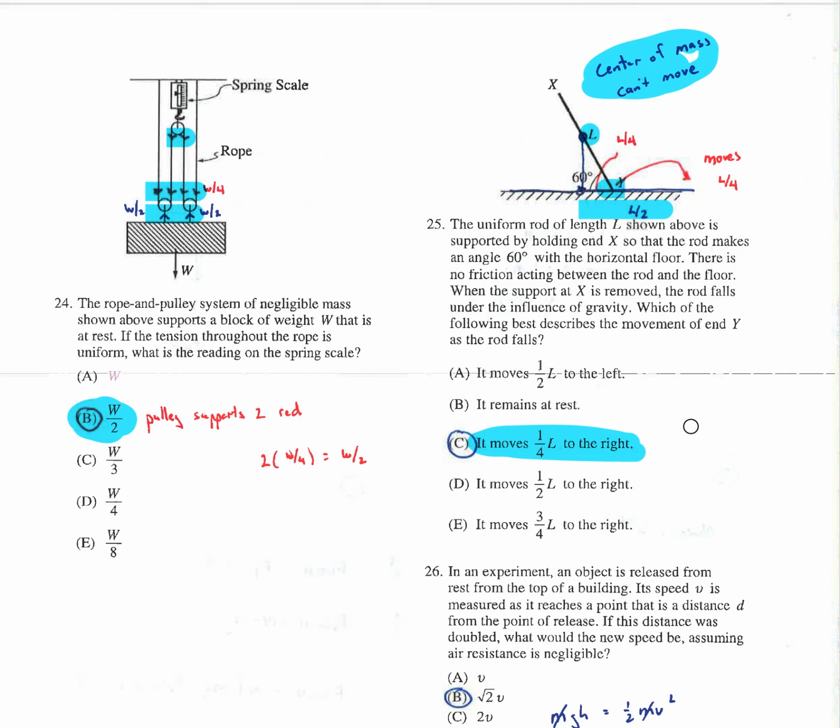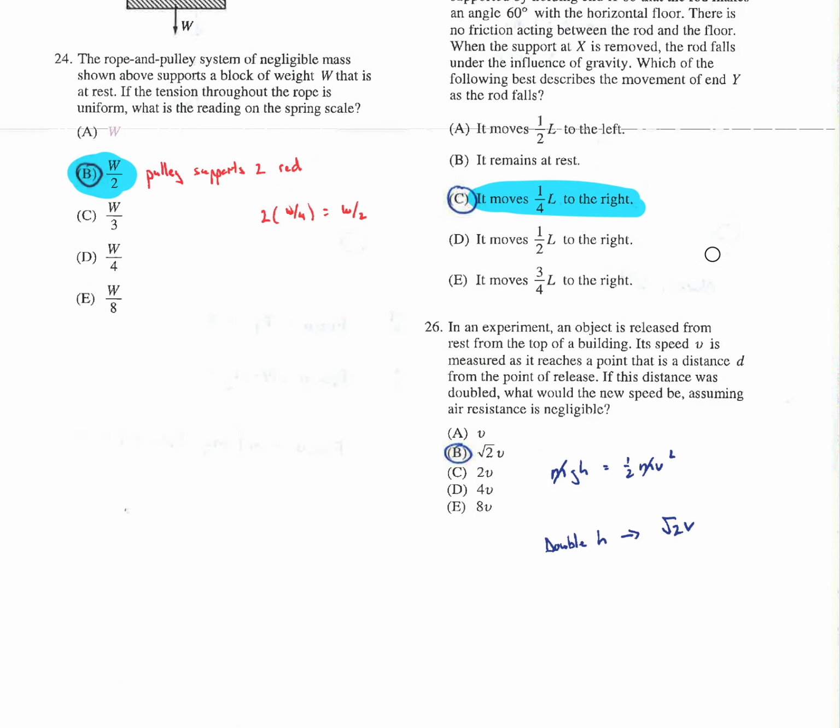A lot going on there. But again, the principle is that the center of mass can't move. The center of the board has to drop straight down. Thus, the right end slides out. When it's laying flat on the ground, it's at a distance L over 2, and it was at a distance L over 4. So it's actually moved that difference.